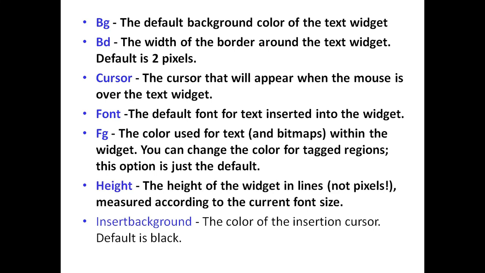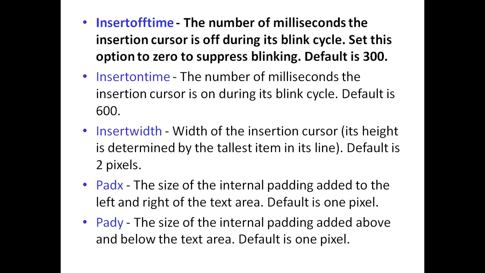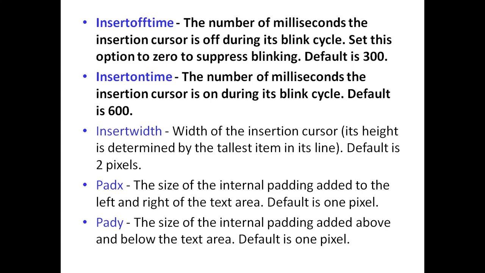The height option sets the height of the widget in lines, which is measured according to the current font size. insertbackground sets the color of the insertion cursor. Default is black. insertofftime sets the number of milliseconds the insertion cursor is off during its blink cycle. We can set the option to 0 to suppress the blinking. Default is 300. insertontime sets the number of milliseconds the insertion cursor is on during its blink cycle.